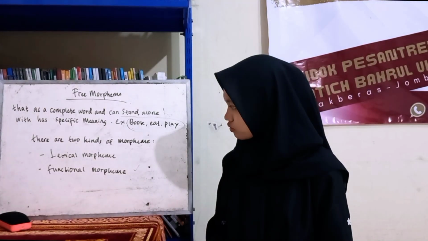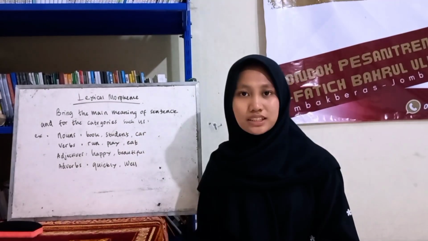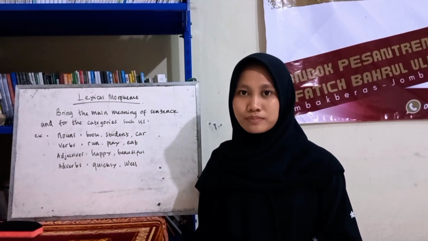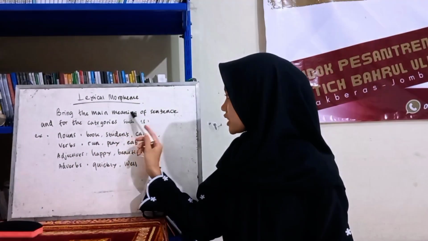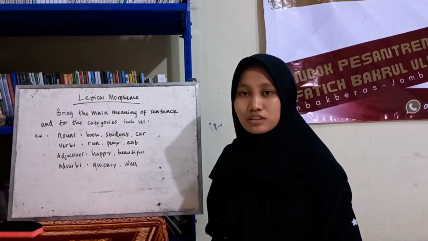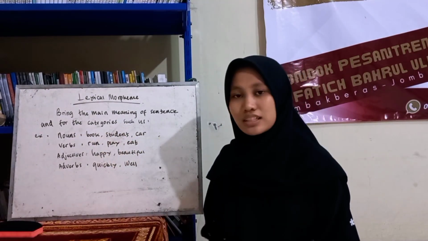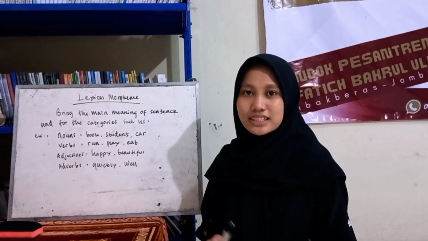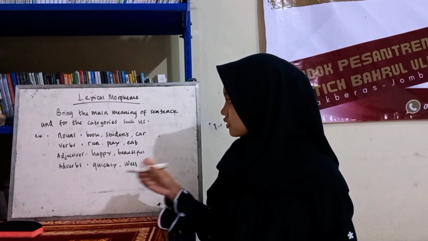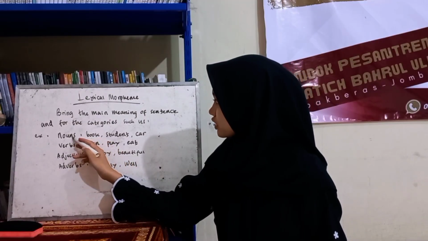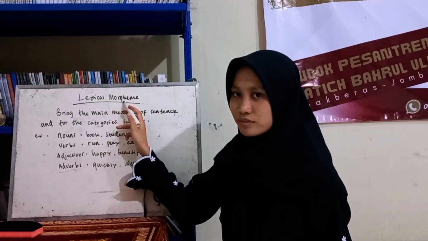First is lexical morpheme and functional morpheme. Okay, what is a lexical morpheme? A lexical morpheme is the first kind of free morpheme. A lexical morpheme brings the main meaning of a sentence or word, and its categories are nouns, verbs, adjectives, and adverbs.